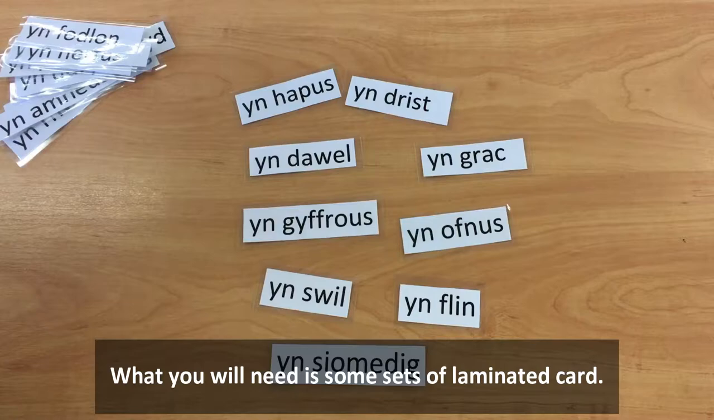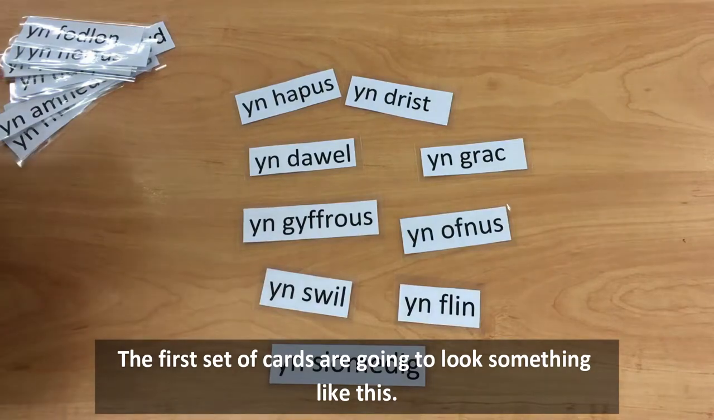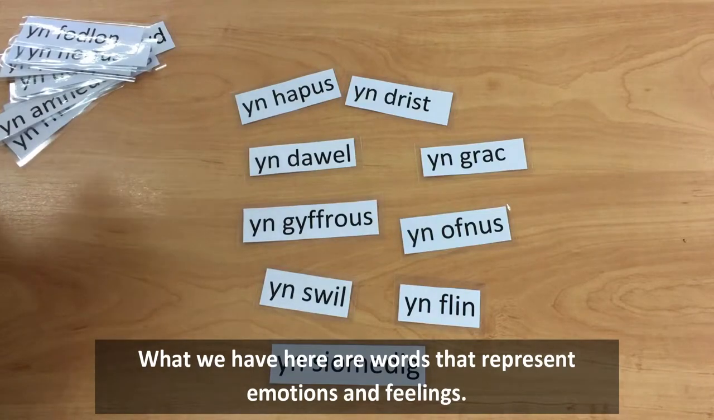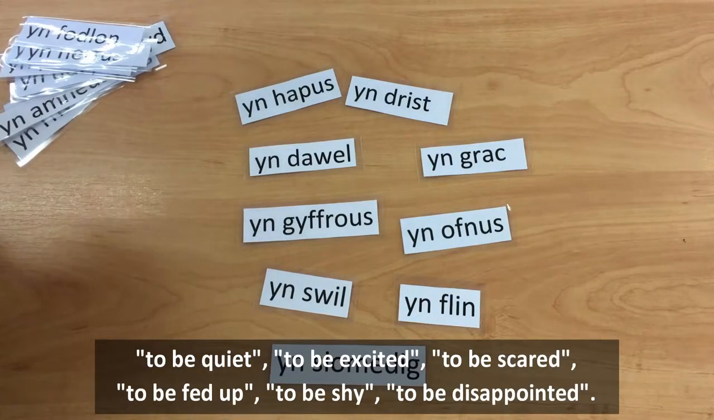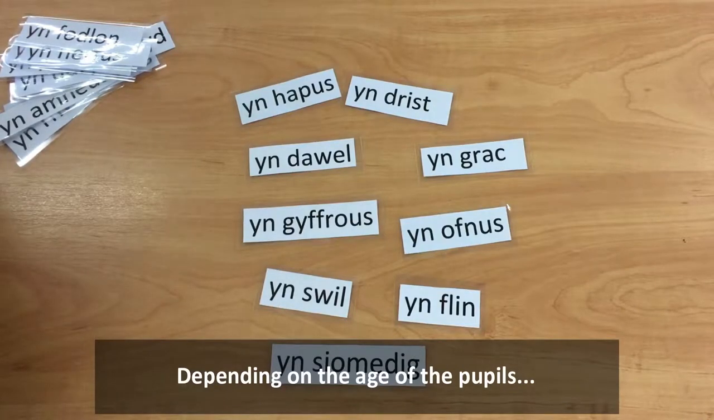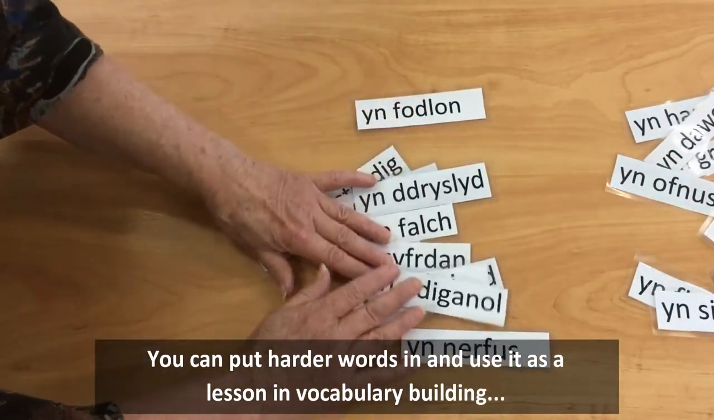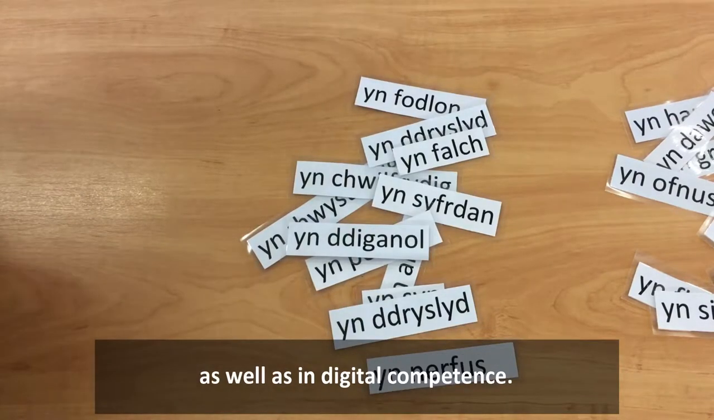What you will need are some sets of laminated card. The first set of cards is going to look something like this. What we've got here are words which represent emotions and feelings. So this is in Welsh, but the words say to be happy, to be sad, to be angry, to be quiet, to be excited, to be scared, to be fed up, to be shy, to be disappointed, and so on. Depending on the age of the pupils, you can put harder words in and use it as a lesson in vocabulary building as well as in digital competence.